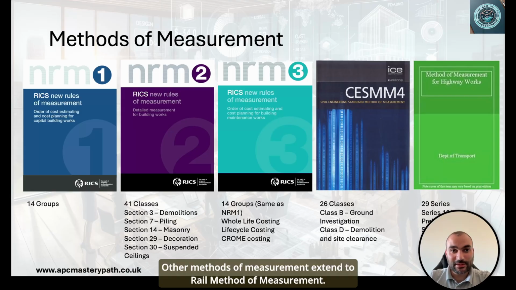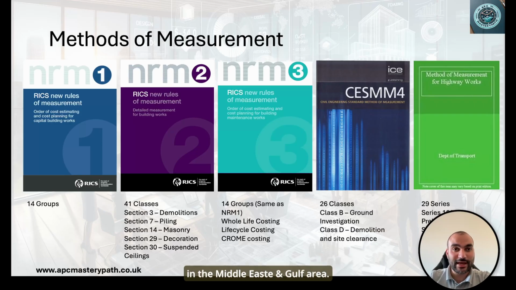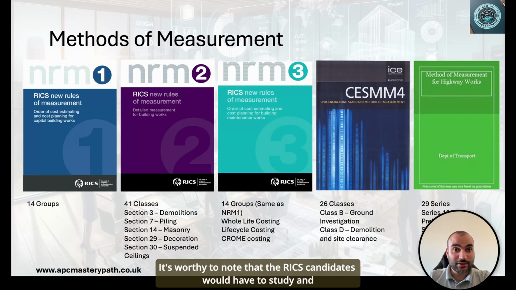Other methods of measurement extend to rail methods of measurement. It has also RMM1 and RMM2, and there are a wide variety of them. Other methods of measurement are used outside of the UK, such as the POMI, Principles of Measurement International, that is used specifically in the Middle Eastern Gulf area. It's worthy to note that the RICS candidates would have to study and implement a specific method of measurement, and also have some knowledge about other methods of measurement that might be implemented outside of the country of practice.